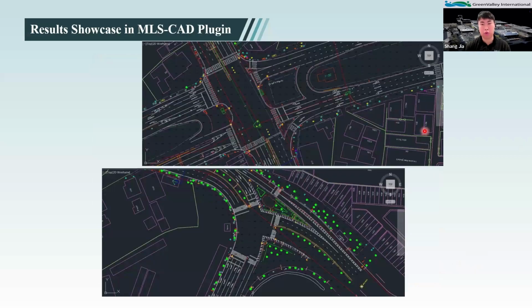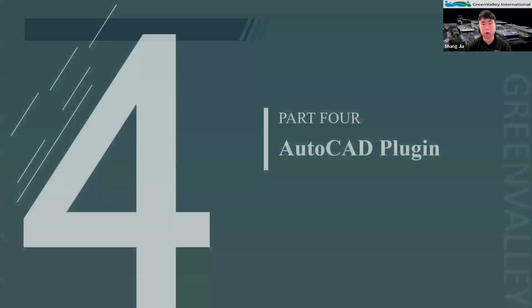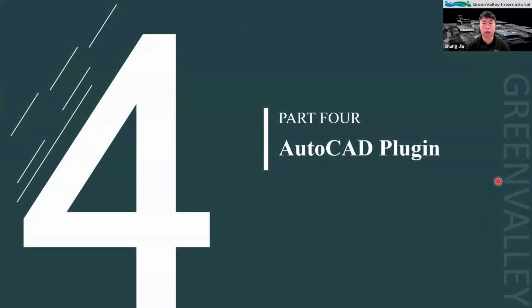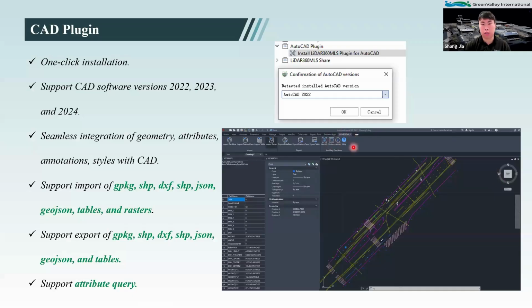And here are some of the top-down views of the project from the AutoCAD software. Okay, so now I will go over the AutoCAD plugin. So to install the AutoCAD plugin for MLS, for LiDAR360 MLS is very simple. Simply open the LiDAR360 MLS software. And in the search box or in the toolbox, search install LiDAR360 MLS plugin for AutoCAD, or you can simply just search AutoCAD and this option should pop up.